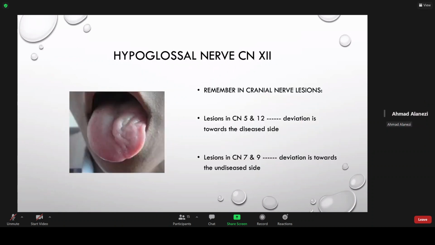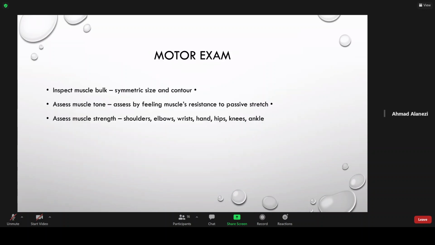Okay. Now, after we've tested the cranial nerves, just to go back, general examination related to neurology, you assess the mental status of the child, and then you conducted the cranial nerve examination. What next? Next is motor examination.